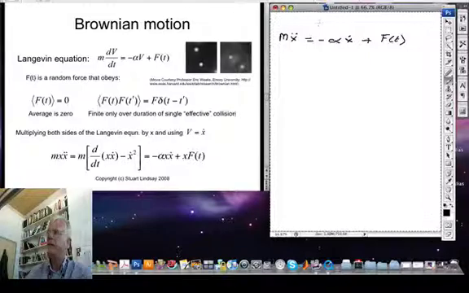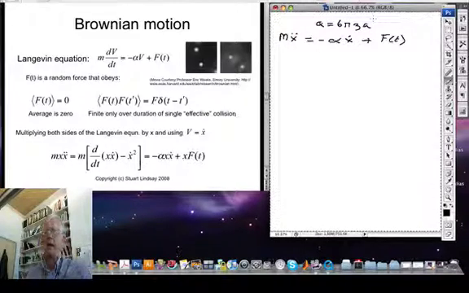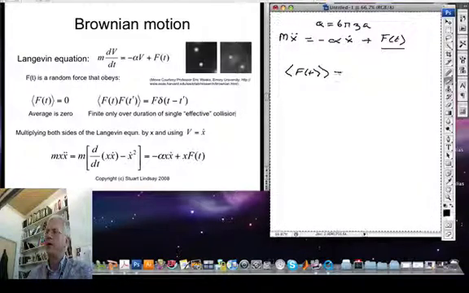In the case of a spherical particle immersed in a viscous liquid, alpha would be the Stokes law damping coefficient, where a is the radius of the particle. So let's elaborate on this term here, the random force. Since it's random, the thermal average of this force will be zero.